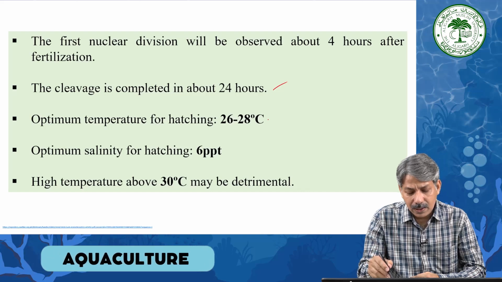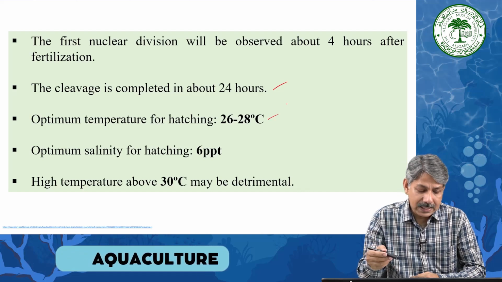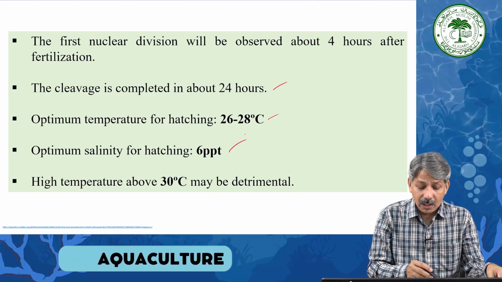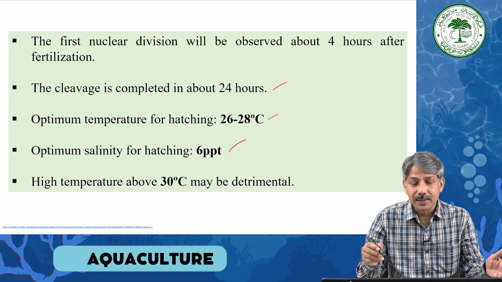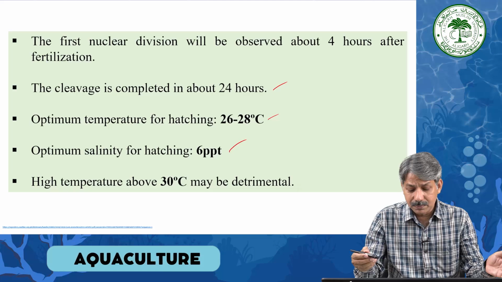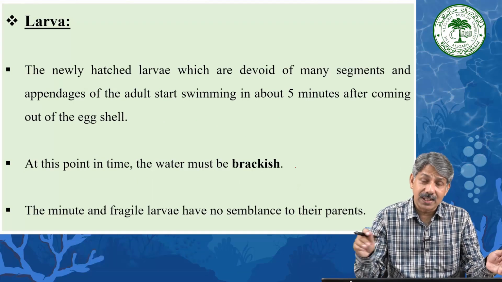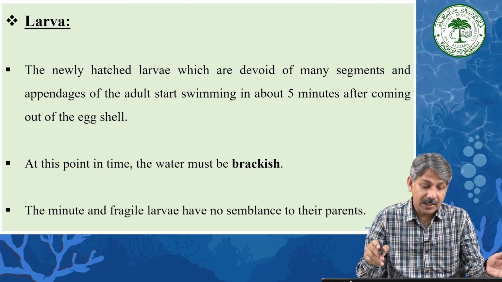Temperature optimal range is 26 to 28 degrees centigrade. Optimal salinity is 6 ppt. High temperature should be avoided. If it goes more than 30 degrees, it becomes problematic for prawn hatcheries, this Macrobrachium rosenbergii hatchery.